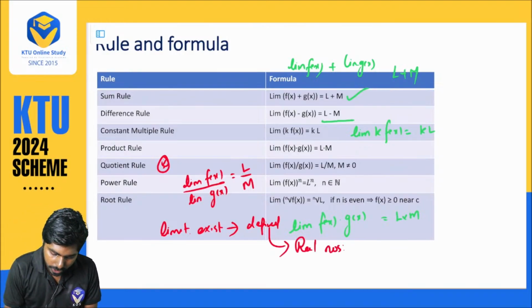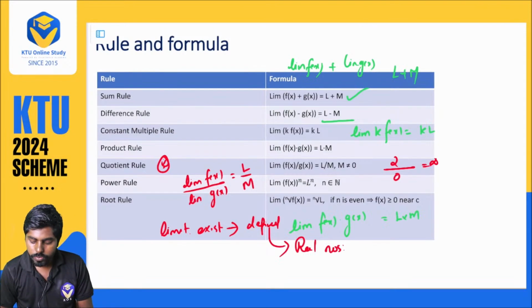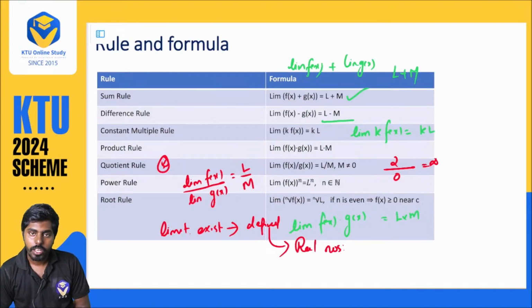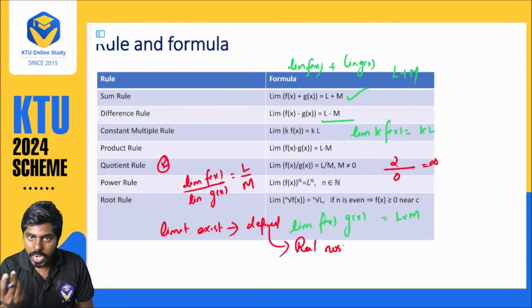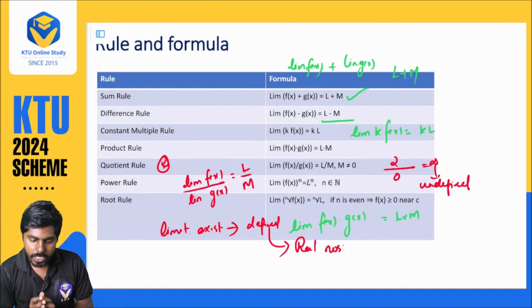But when you have some value divided by 0, for example 2 divided by 0, what is it? Infinity. Infinity is an undefined value. But according to the limit existing, we need a defined value.